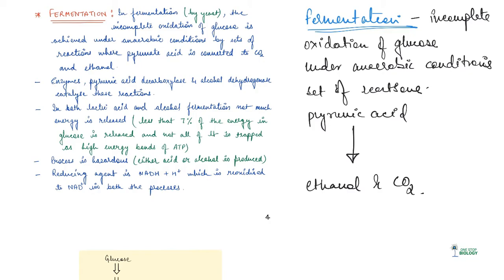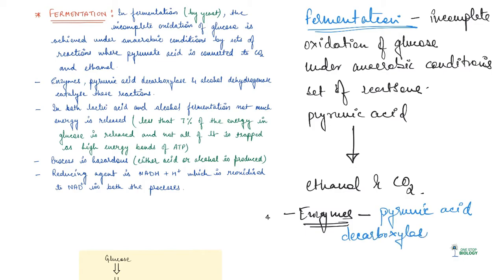So again, there are many enzymes involved, guys, right? There are a set of reactions, and that is why there are a set of enzymes involved as well. So for example, there is one enzyme which is pyruvic acid decarboxylase. That is one enzyme. And then there is another which is alcohol dehydrogenase, right?